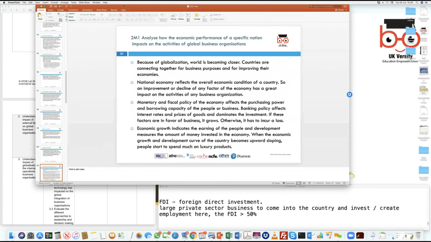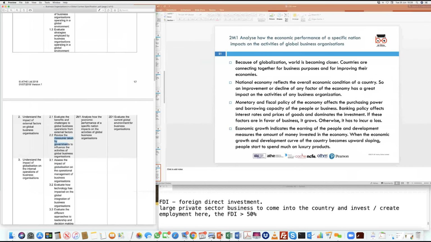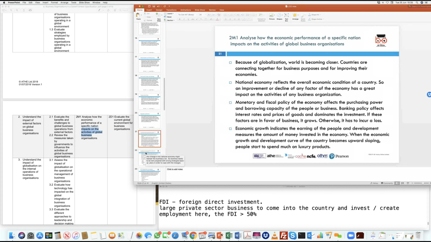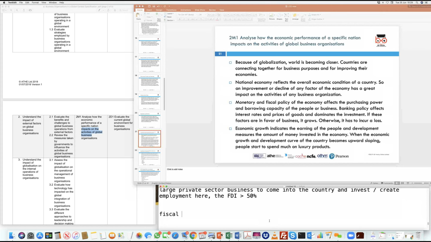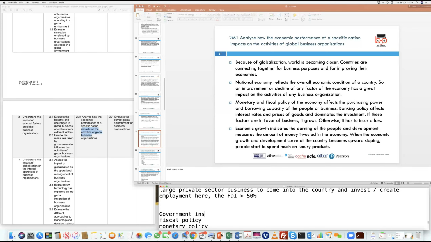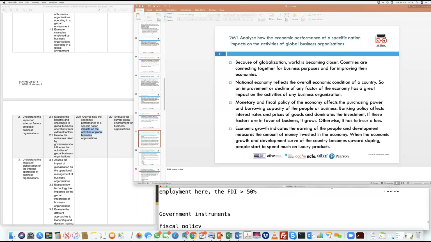Now, let's look at the last criteria. When we are talking about how you analyze the economic performance of a specific nation and how it impacts activities of global business, here what we are going to look at is how the government essentially looks at creating benefit for companies by changing policy. So here we are going to look at fiscal policy and monetary policy. These are mainly what are called government instruments, which the government uses to create favorable policy for the economy to grow.